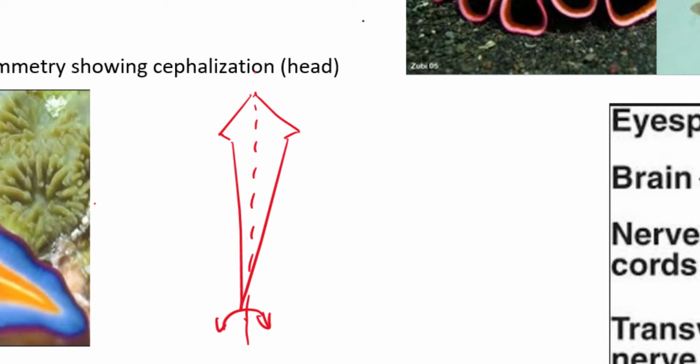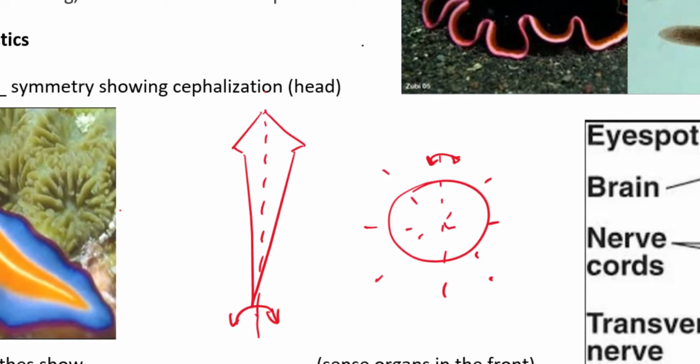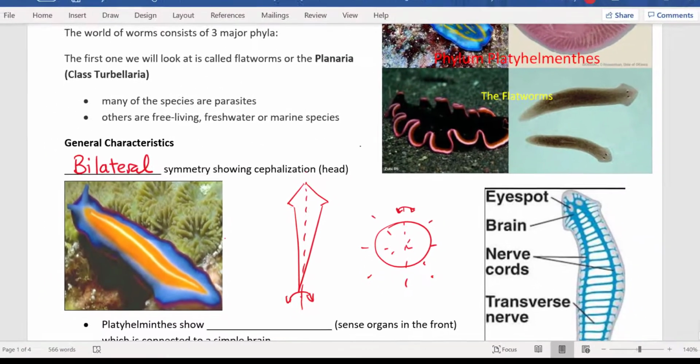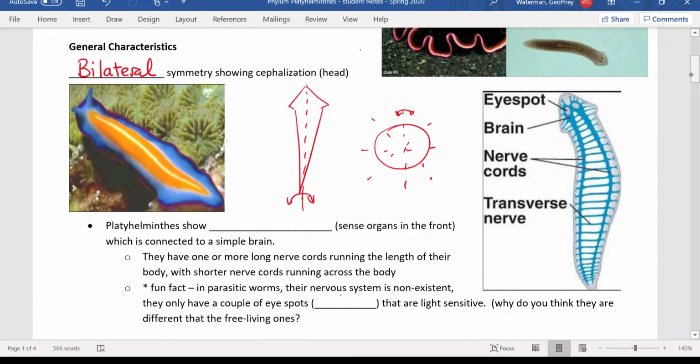We talked about radial symmetry with jellyfish, or Cnidaria, and radial symmetry was when you can cut something in multiple ways and they can all flip over and equal each other. So we had bilateral symmetry, and Platyhelminthes show cephalization, and that means they have sense organs in the front, which are connected to a simple brain, and you can see that right here.